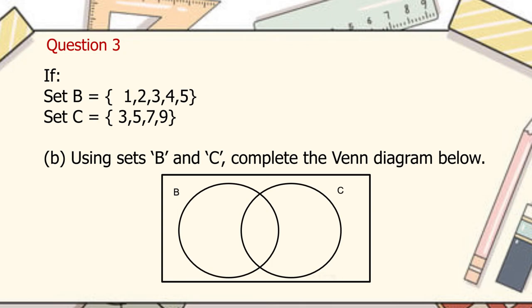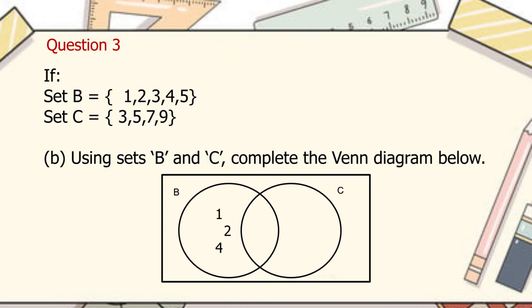What are the elements in set B? 1, 2, 3, 4, 5. What are the elements in set C? 3, 5, 7, 9. So we have to list the elements that are found in set B alone, then set C alone, then we put in the intersection.